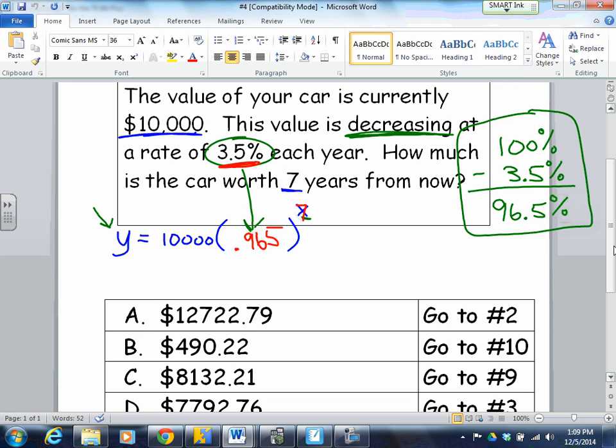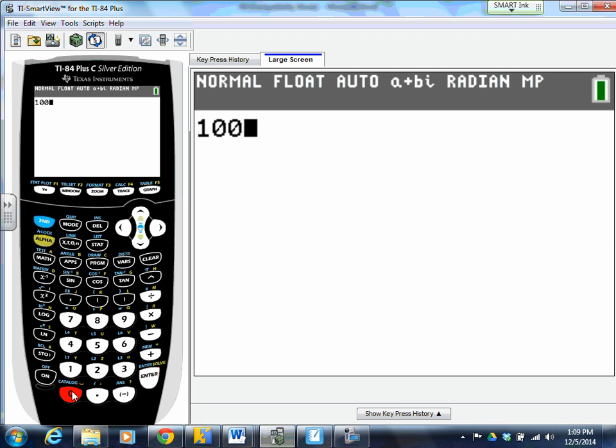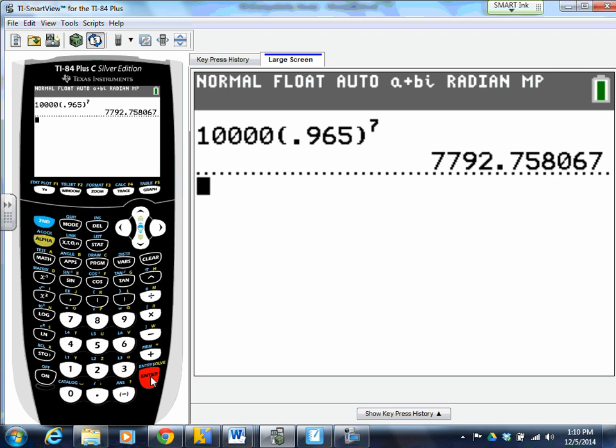Okay, so we just need to simply go into the calculator and do 10,000 times 0.965 to the 7th power. Okay, so if we do that, let's give some room here, 10,000 times, again, 0.965 to the 7th power. And that should give us our final answer of around $7,700.